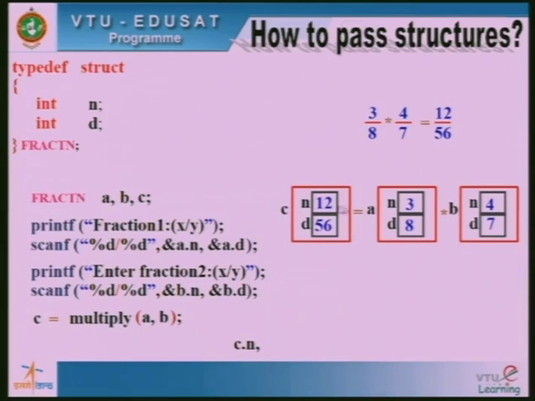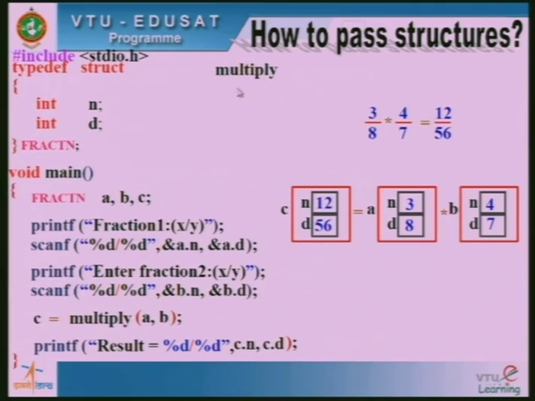So let me display. What to display? C.n, C.d. For displaying integer values, what should I write? Percentage d, percentage d here. So we write printf result equal to %d/%d, c.n comma c.d. Now tell me what is the output we will get? 12/56. And all these statements must be enclosed within braces like this. And then we write void main. The declaration of printf and scanf is available in stdio.h. So you should go here and write #include <stdio.h>. Now the problem is how to multiply these two fractions.